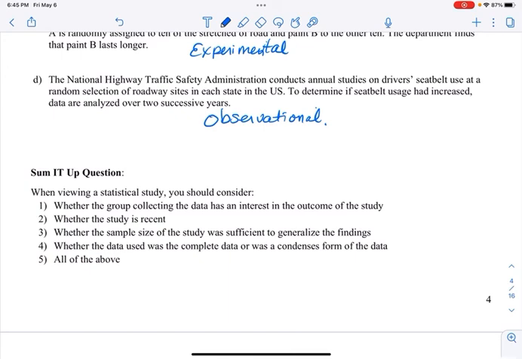All right, you don't just want to ask 5 people and all 5 happen to agree and you say 100%. Well, that's not really a great study also. You want to see whether the data used was complete data or was a condensed form of the data. Basically, all of the above are true. All right, so that's the 3 different types of studies. Lesson 1.